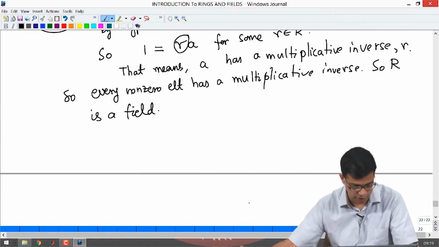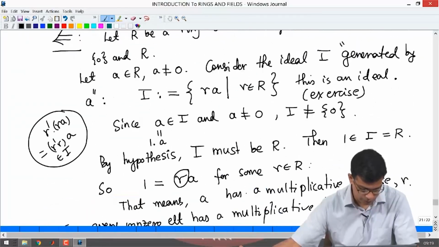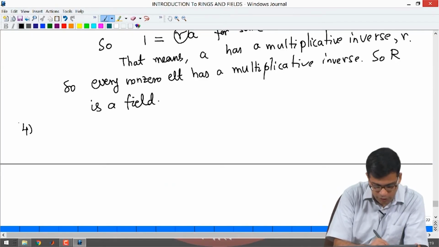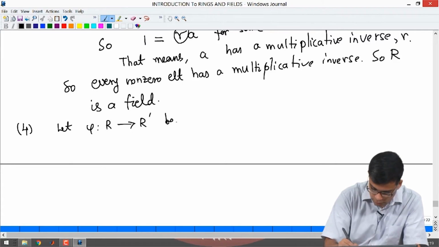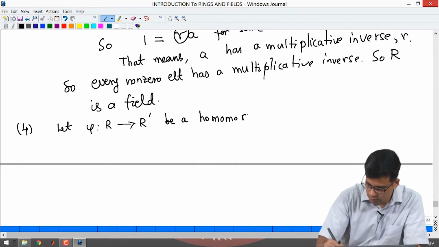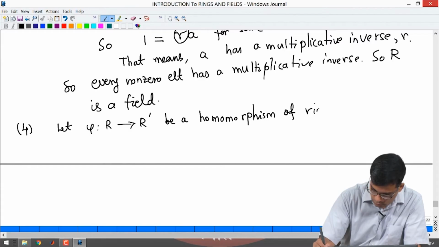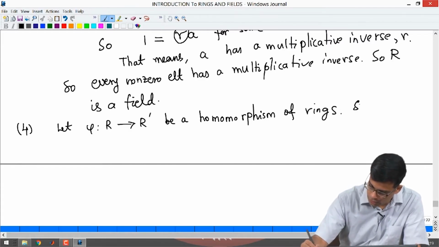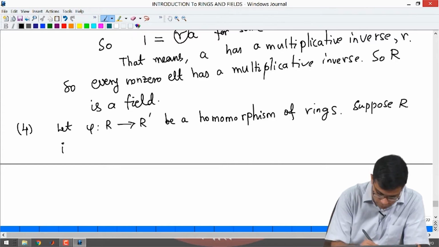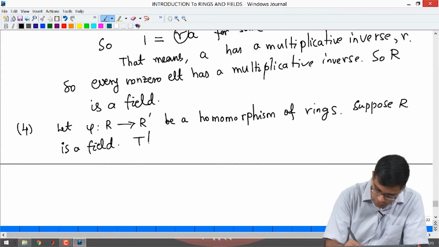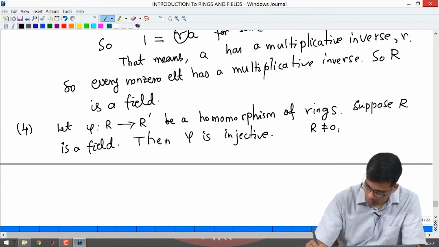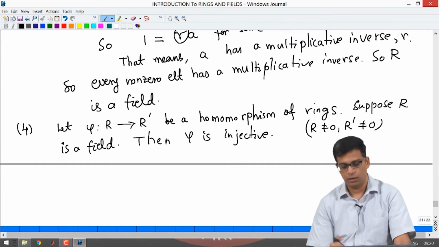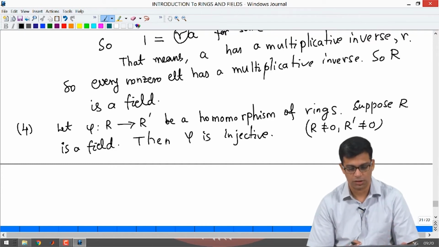So, now the next exercise, number 4, is a corollary of the previous 2 problems. So, let us say phi is a homomorphism of rings. Suppose R is a field, then phi is injective. Okay, it is a good time for me to remind you that all our rings are non-zero rings. R is not 0, R' is not 0. So, we will never consider 0 rings. So, every time I say a ring in this course, I mean a non-zero ring.